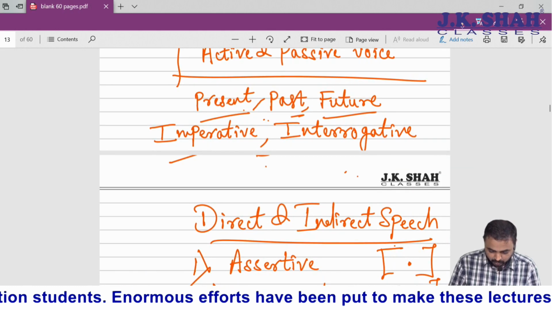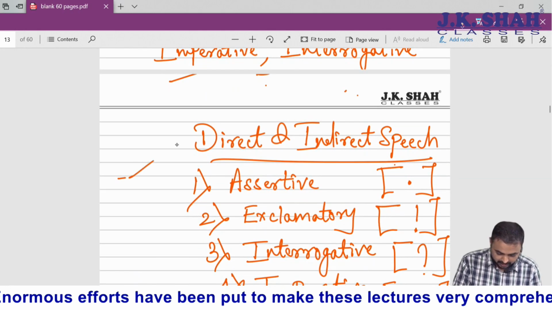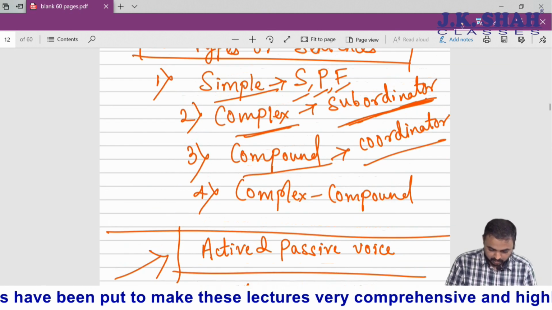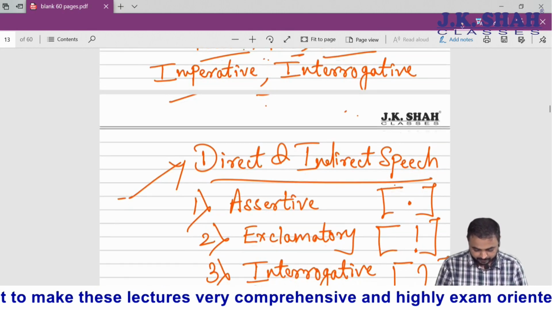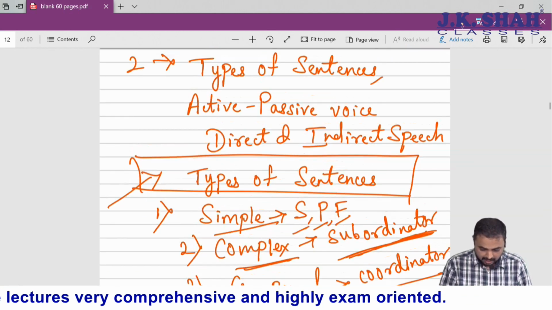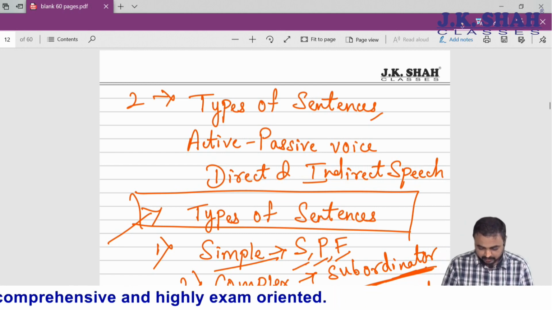In the previous foundation papers, they have normally asked direct to indirect speech and active voice and passive voice. The focus was not so much on types of sentences. So this is about the topic: types of sentences, active passive voice, direct indirect speech.